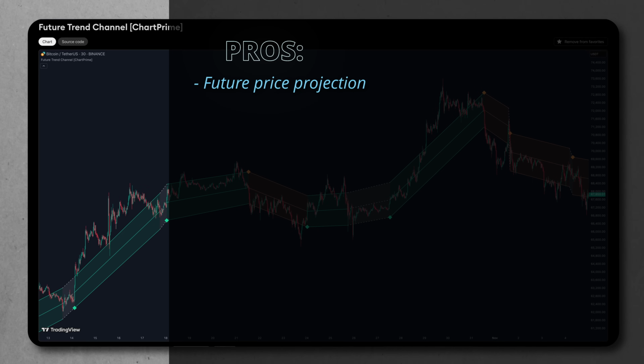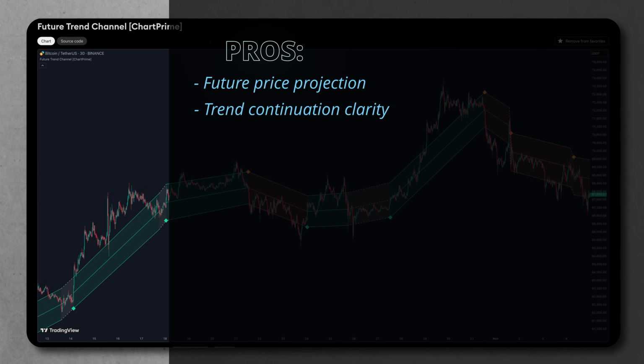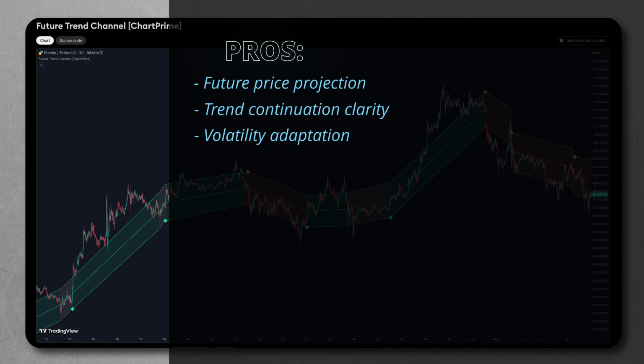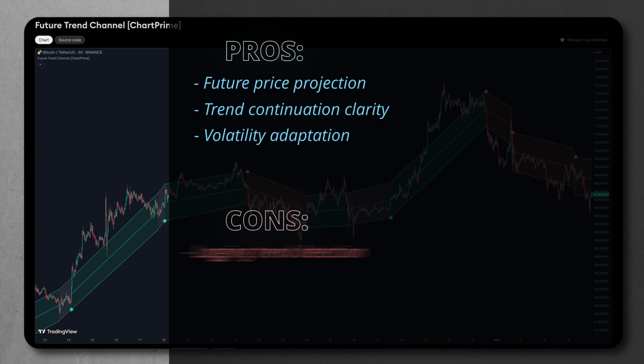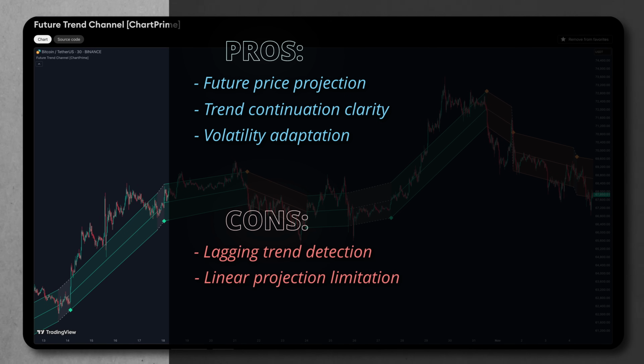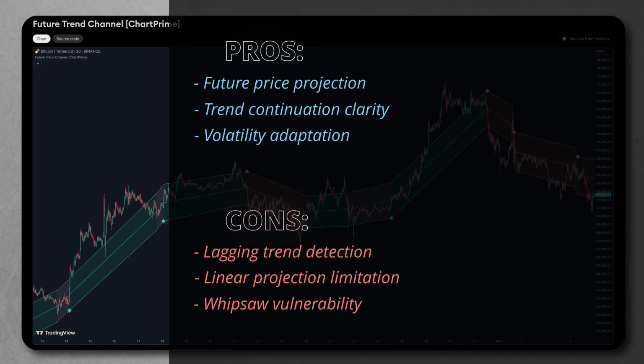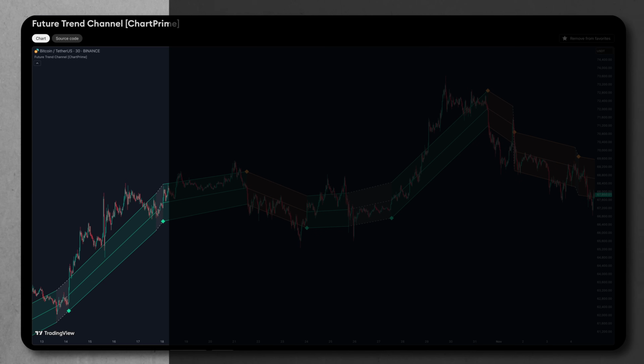Pros: future price projection, trend continuation, clarity, volatility adaptation. Cons: lagging trend detection, linear projection limitation, whipsaw vulnerability. Ranking: 7.9 out of 10.